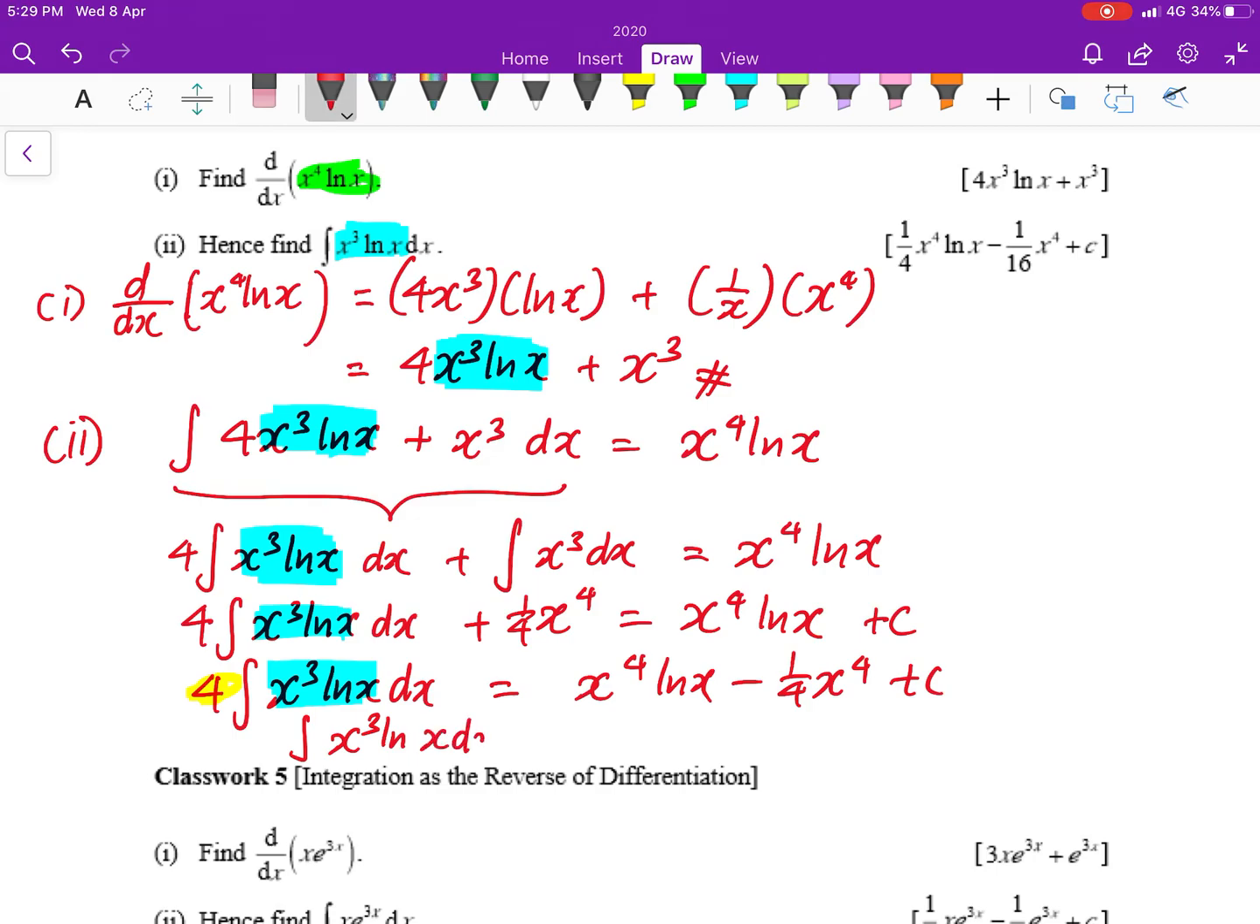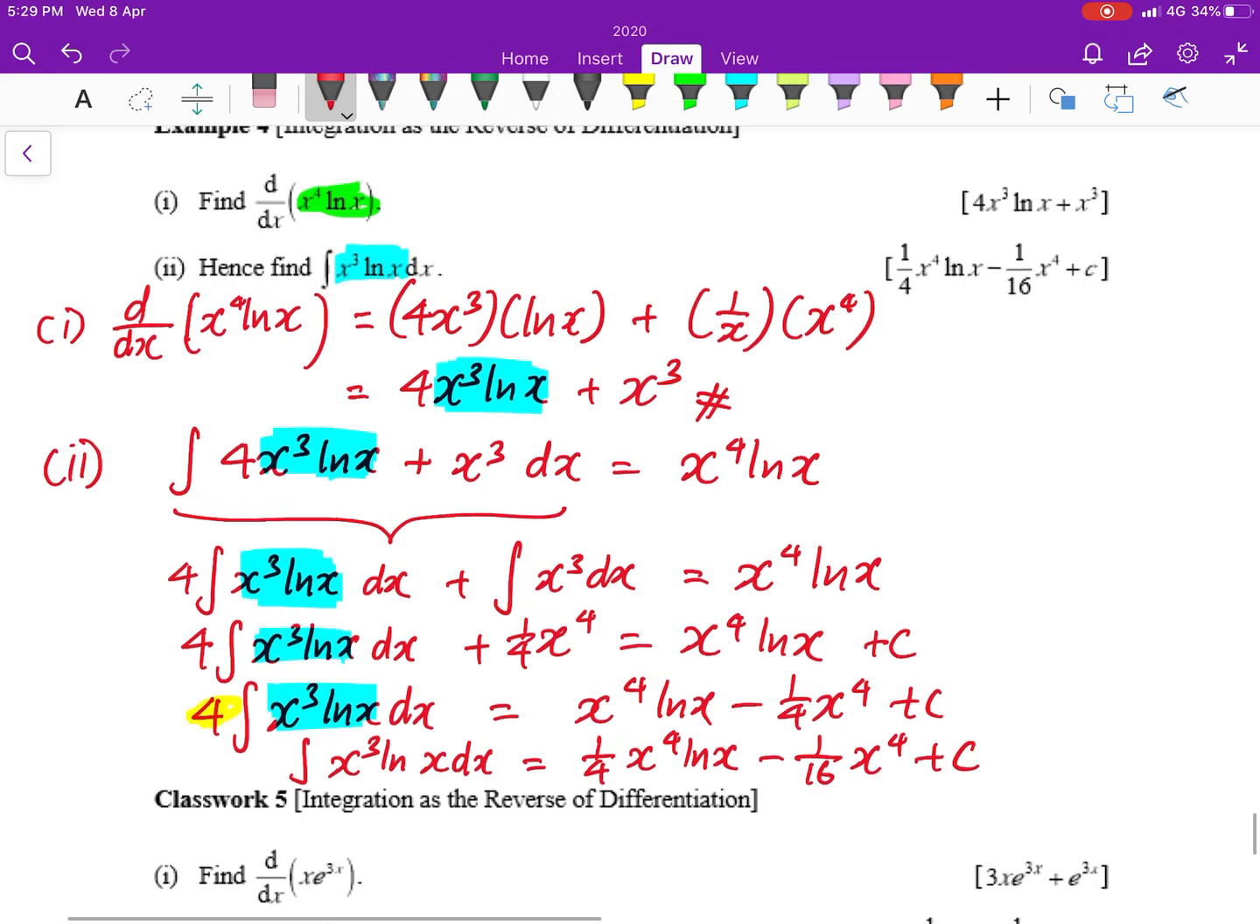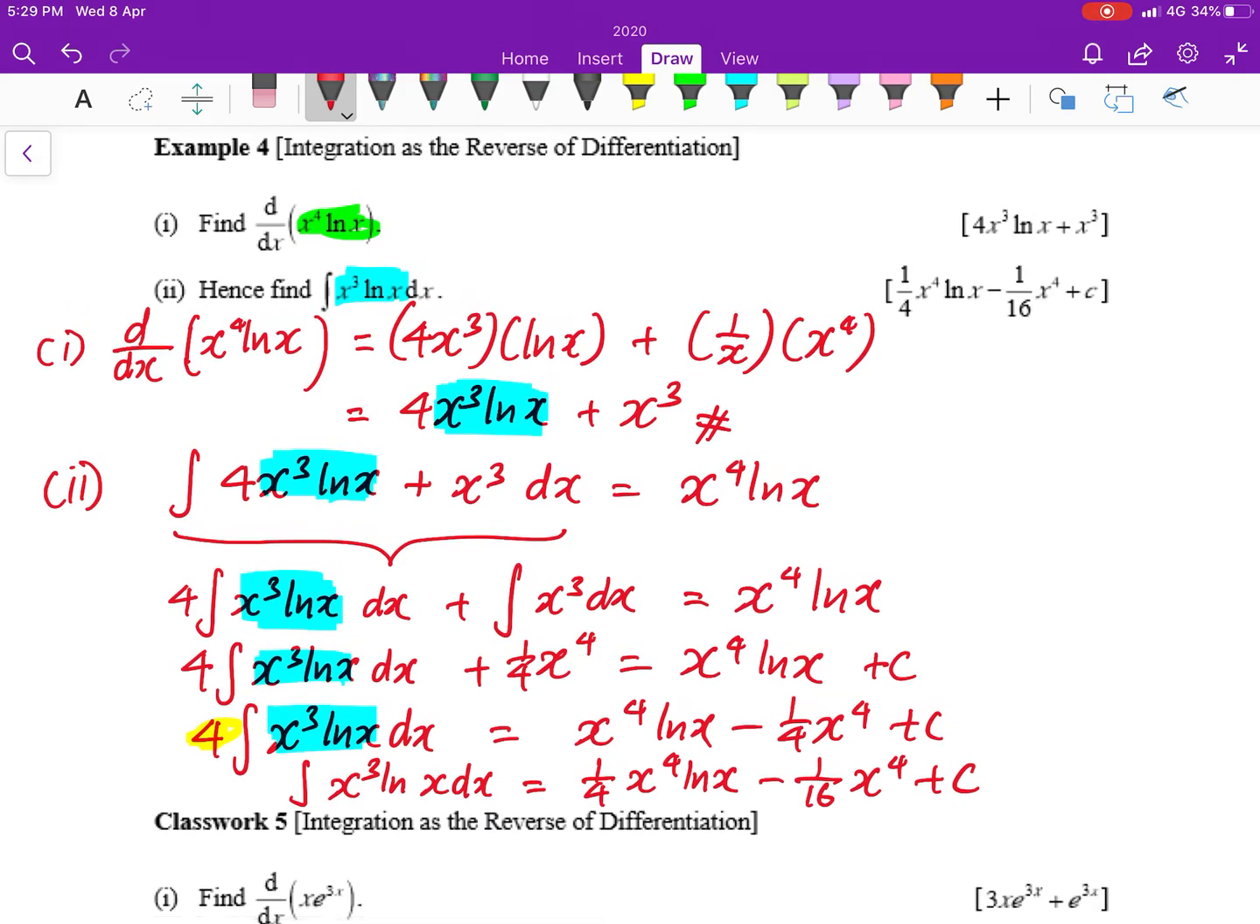Okay, so this is one good method to solve this kind of question, the reverse method. So divide by 4, you get 1 quarter x power 4 ln x. Then negative 1 quarter divided by 4 is 1 over 16 x power 4 plus c. The c don't have to divide by 4, just leave it as plus c.